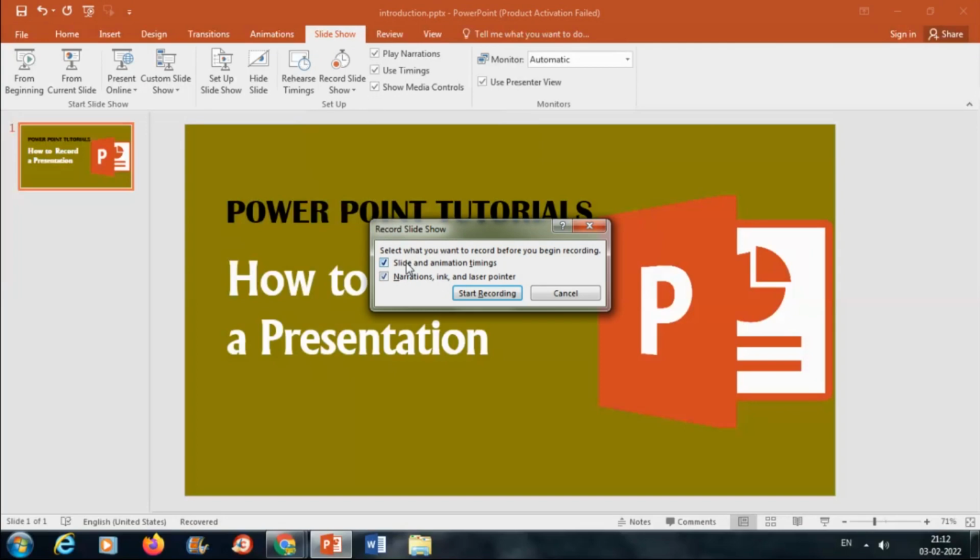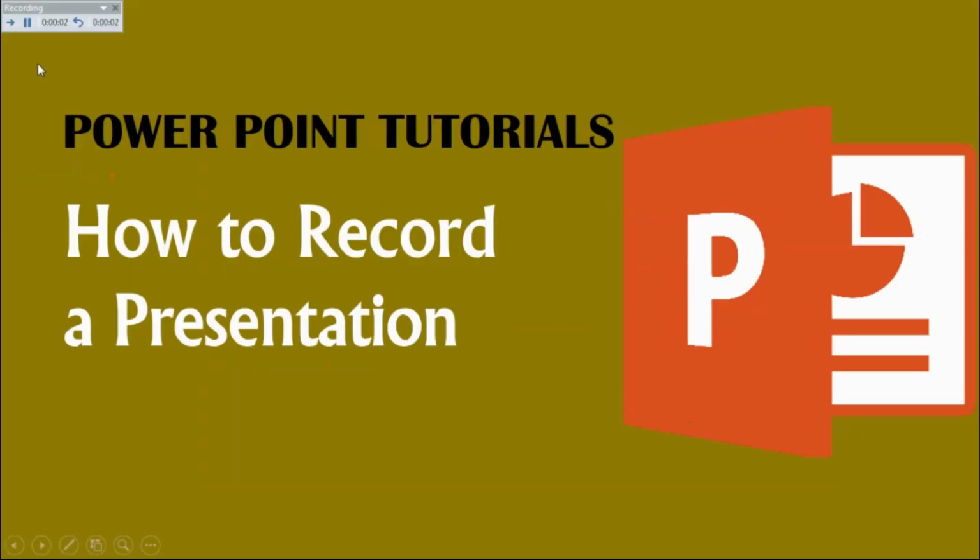A pop-up window appears. It says select what you want to record before you begin recording. You can check or uncheck these options and click on Start Recording. Recording is started now.